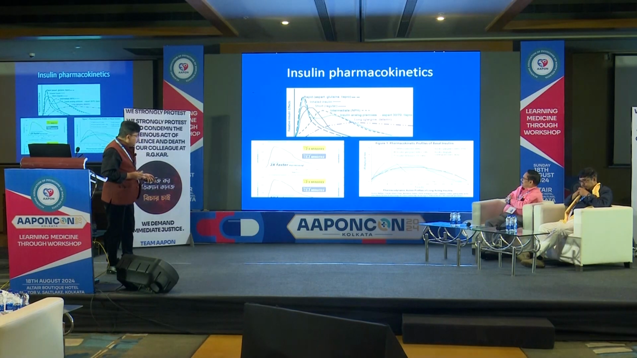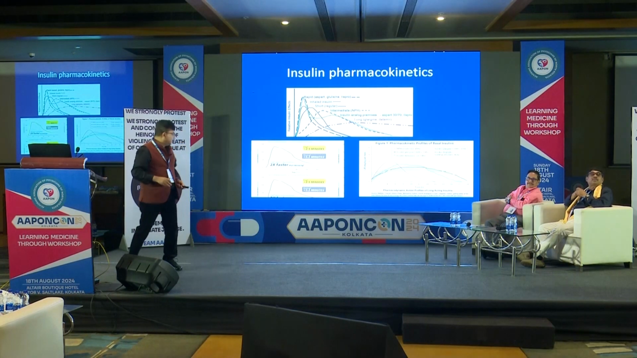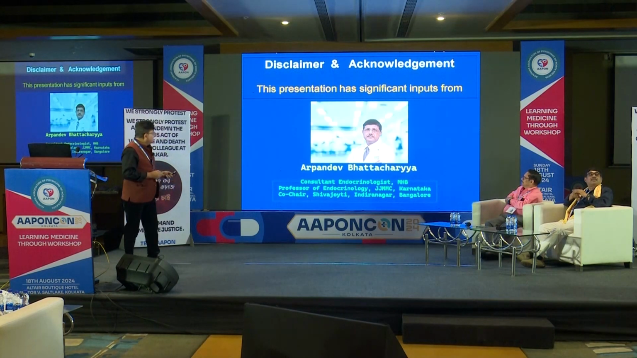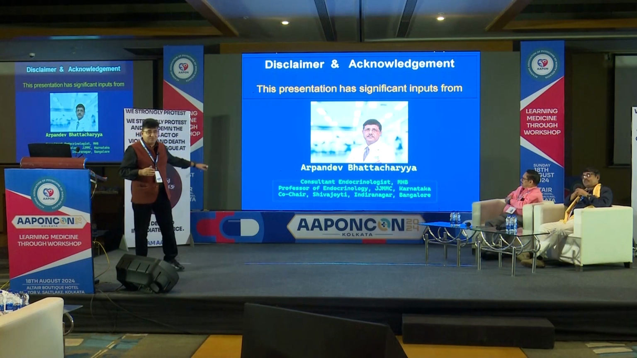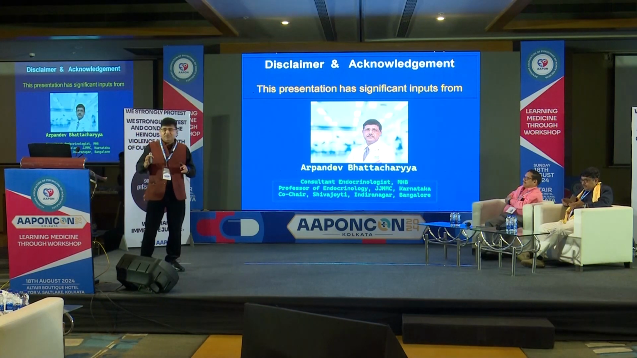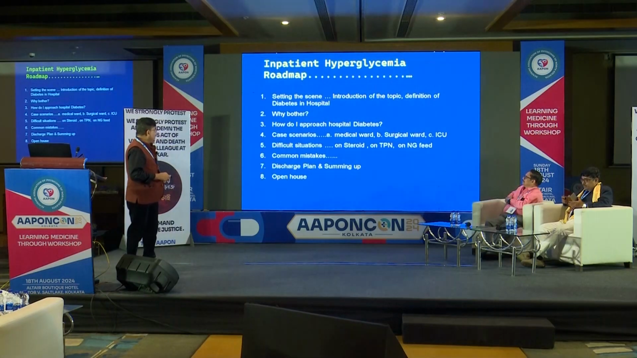And then you have the newer long acting analogs like degludec and glargine U300, which are having even lesser peak, and they are almost flat from the beginning till the end, and they are supposed to work even more than 24 hours. So very long acting insulin, and that's how the insulin would work, and this is a pharmacokinetics which is very important. I have this disclaimer and acknowledgement that many of the inputs had come from Arpandev, who stays in Bangalore, because myself and Arpandev, we did a workshop of this kind in last year RSS Day. I have taken inputs from him with his permission.